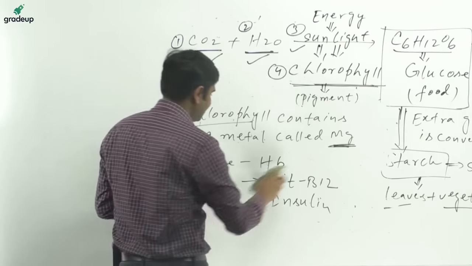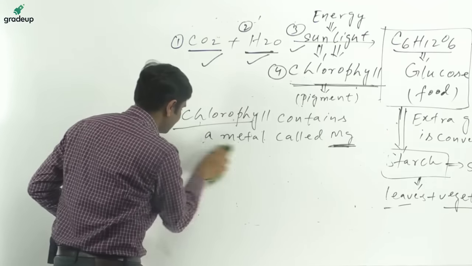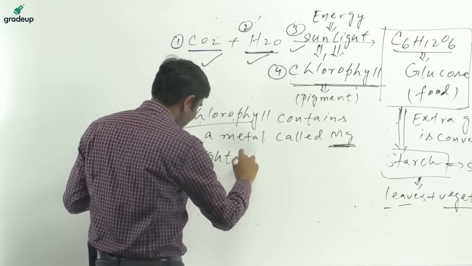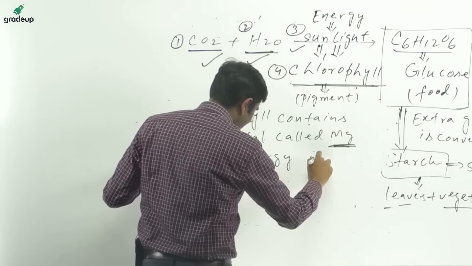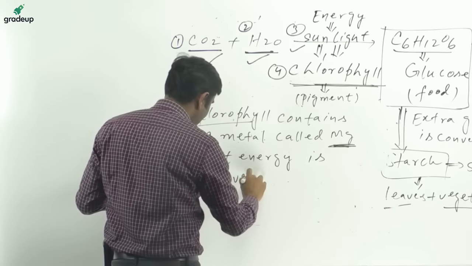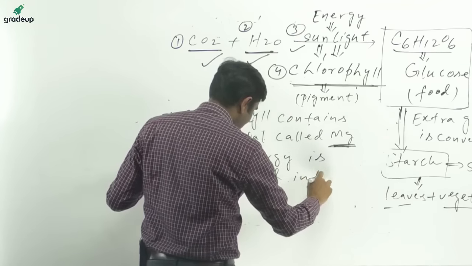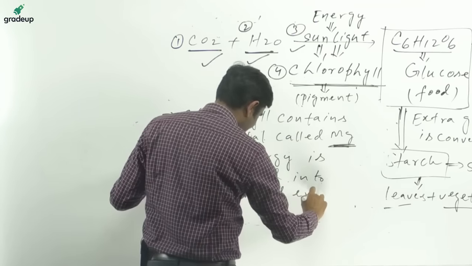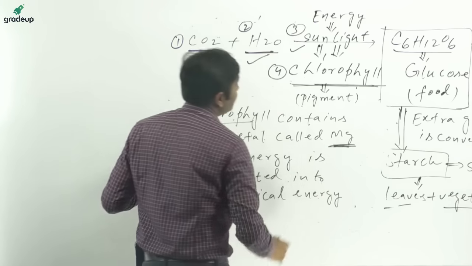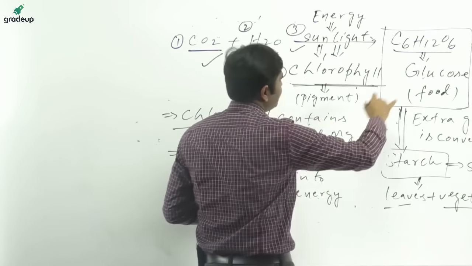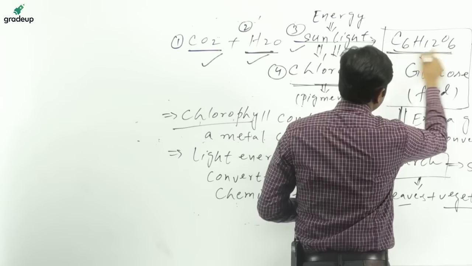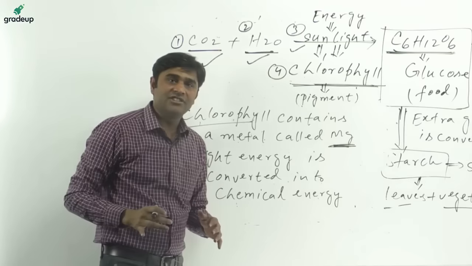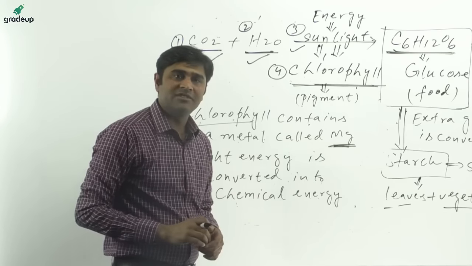So we can write here, in the process of photosynthesis, light energy is converted into chemical energy. Sunlight, light energy, is converted into chemical energy. Glucose is a chemical, guys.